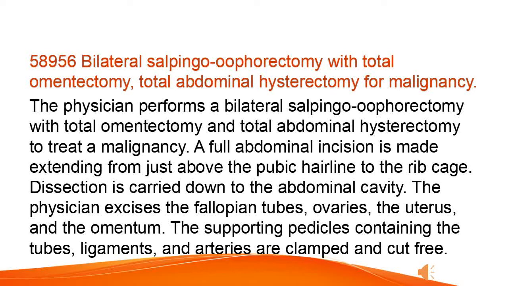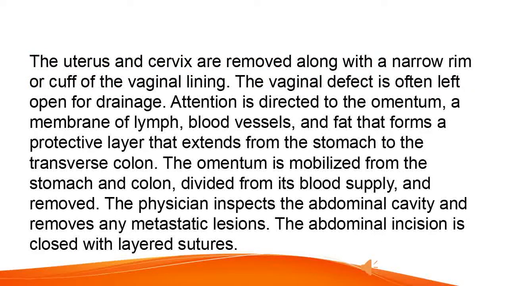The physician excises the fallopian tubes, ovaries, the uterus, and the omentum. The supporting pedicles containing the tubes, ligaments, and arteries are clamped and cut free. The uterus and cervix are removed along with a narrow rim or cuff of the vaginal lining. The vaginal defect is often left open for drainage.